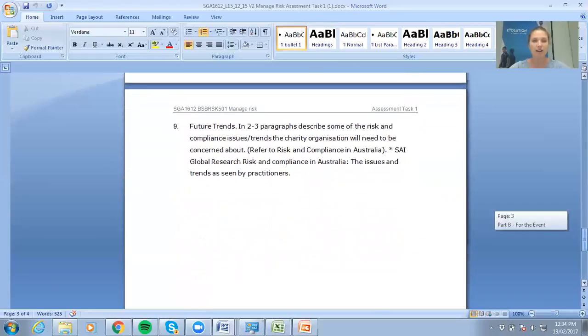And then question 9, our final question, future trends. In 2 to 3 paragraphs, describe some of the risk and compliance issue trends the charity organisation will need to be concerned about. Okay, so again, do some research, but does your charity have the potential risk of an Australian governing body withdrawing their sponsorship that they put forward to that charity? Okay, or do they have the risk of getting a bad reputation for something that they've said that's gone public?